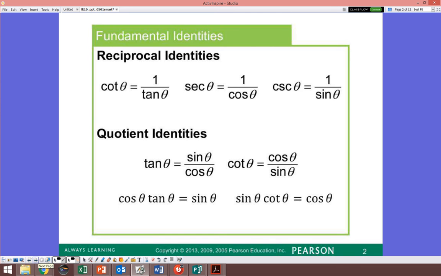Does everyone have their unit circle out? I saved it. I didn't throw it away. Anyone still need a unit circle? I went and made extra copies. Come grab one if you need it.